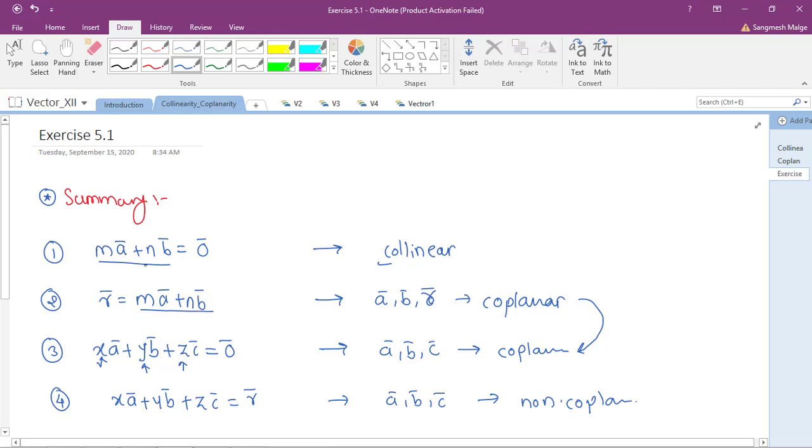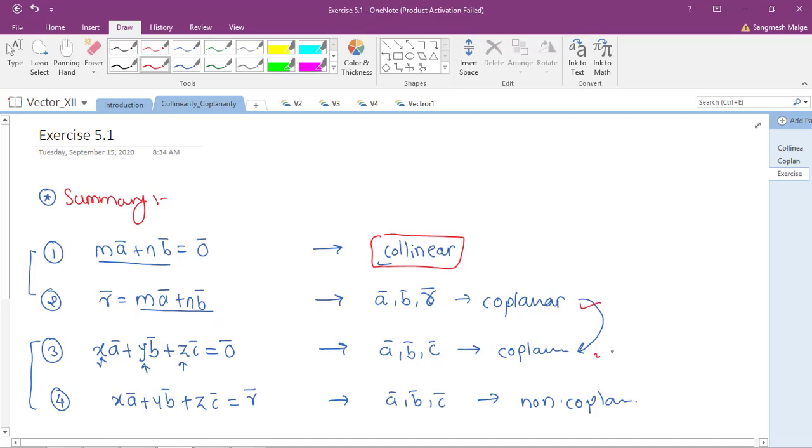These two terms are the same: m a bar plus n b bar equals 0. If it is a 0 vector, then we have collinear. If it is an r vector, or you can say a non-zero vector, then it is a coplanar vector. So these are the first two. The second two we have seen: if the linear combination of three vectors is equal to 0, then we have coplanarity, and if it is not equal to 0, then we have non-coplanar. So in all these four, only the first one talks about the collinearity of the two vectors.